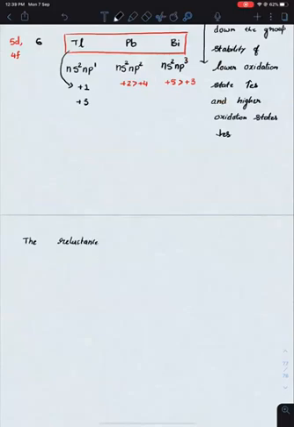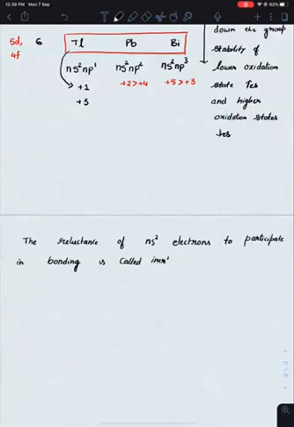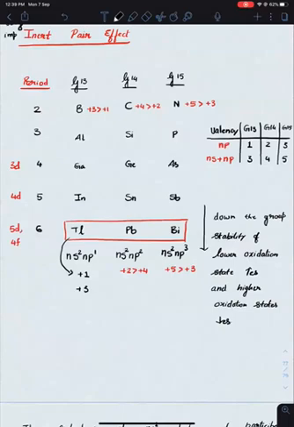The reluctance of ns2 electrons to participate in bonding is called inert pair effect. And ये किस वजह से हुआ है? Because of poor shielding of 5d and 4f electrons. Okay.